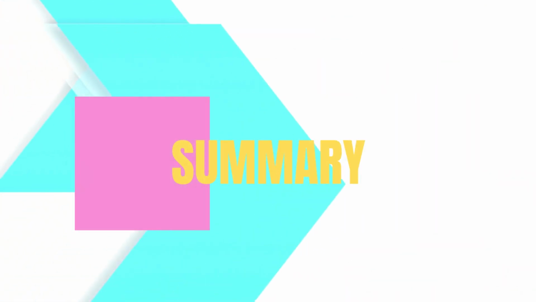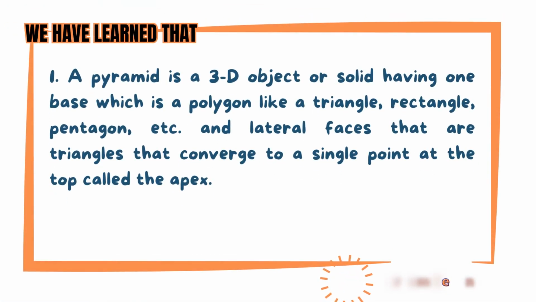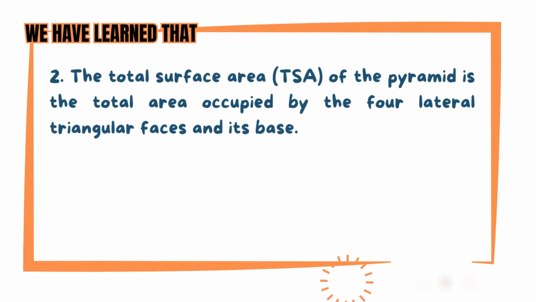Let us summarize what we have learned today. We have learned that, first, a pyramid is a 3D object or solid having one base which is a polygon like a triangle, rectangle, pentagon, etc., and lateral faces that are triangles that converge to a single point at the top called the apex. Second, the total surface area, TSA in short, of the pyramid is the total area occupied by the four lateral triangular faces and its base.